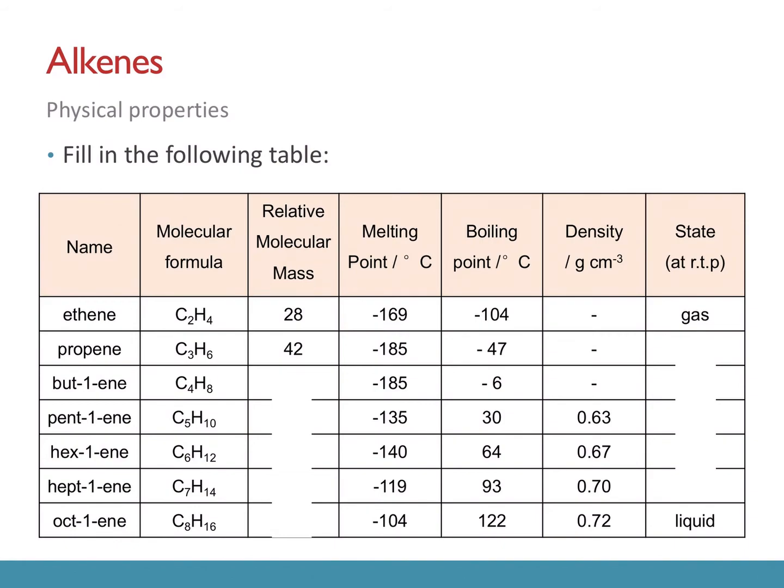I think if I remember correctly, I did not include the last two. Actually, you don't need to memorize this table. All you need to know is the general trend. Can you try calculating the relative molecular mass as well as the state? Just for information, hept is up to 7, oct is up to 8. Do you know what is 9? 9 is actually non.